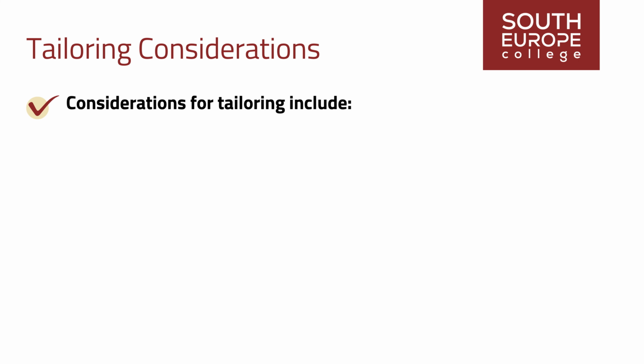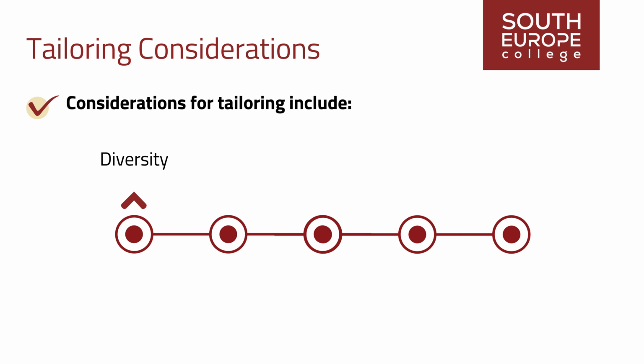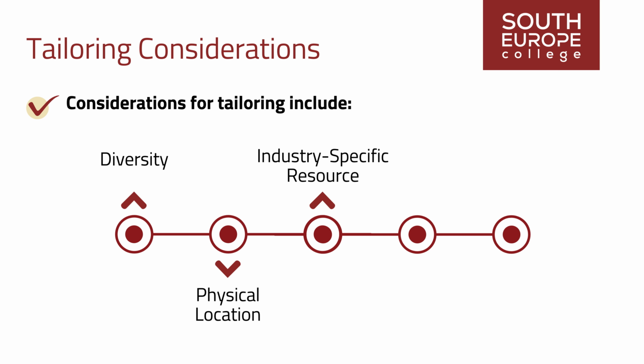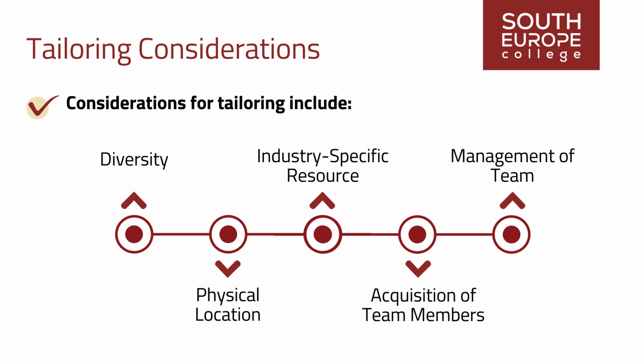Considerations for tailoring include diversity. Consider the diversity background of the team. Physical location. Assess the physical locations of team members and resources. Industry-specific resources. Identify unique resources required in the industry. Acquisition of team members. Determine how team members will be acquired and their commitment level. Management of team. Address team development and management, organizational tools, special needs, and diversity training.